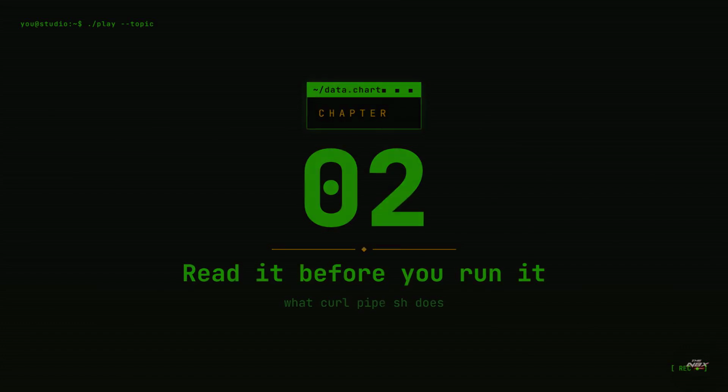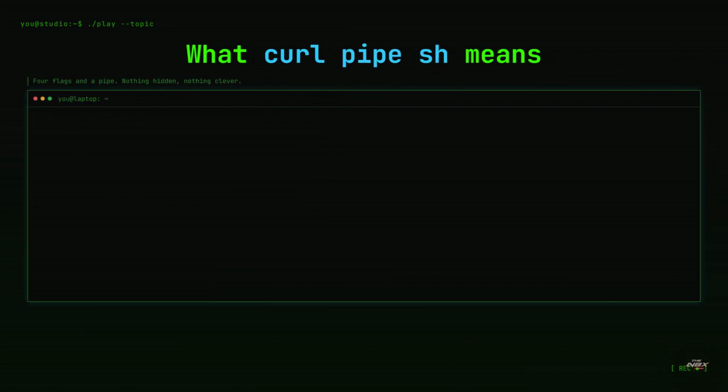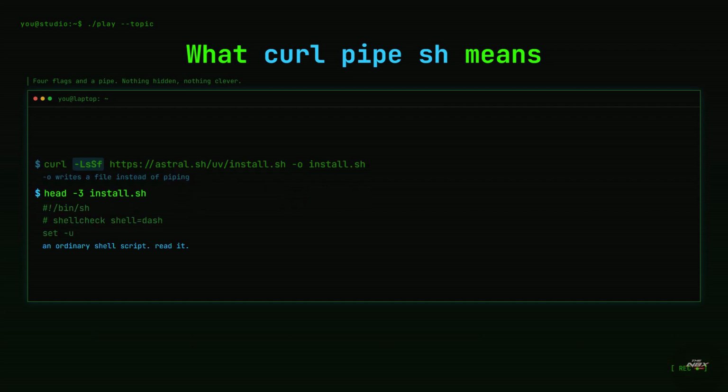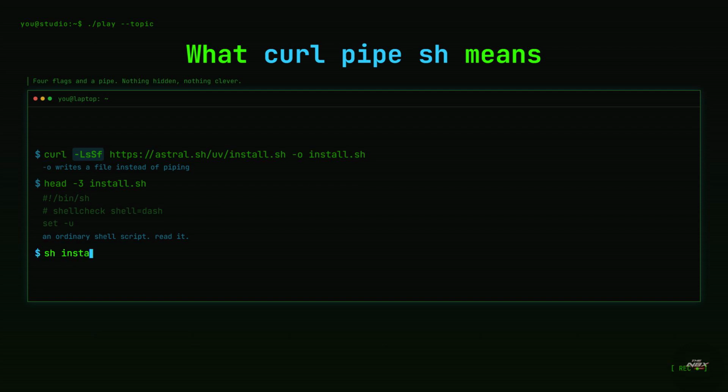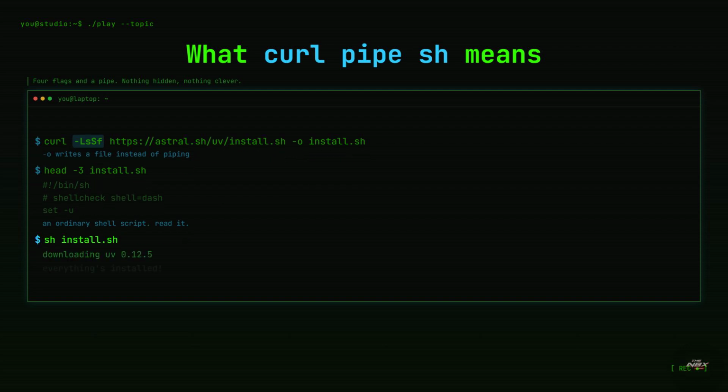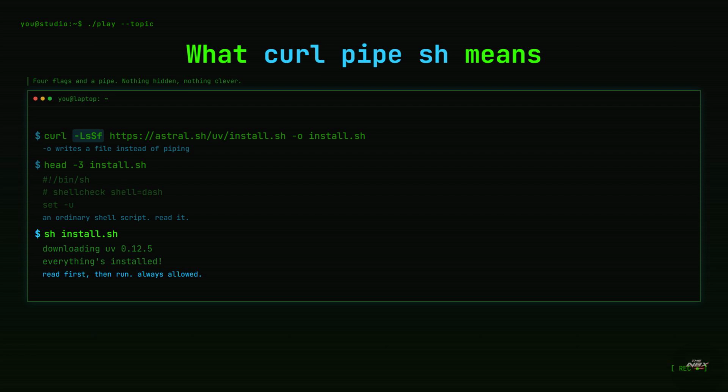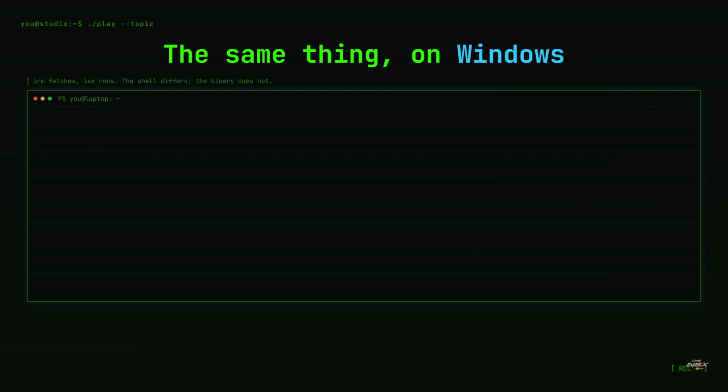Now let's read that install line properly, because you should never paste something into a terminal you cannot read. Curl fetches a file over the internet. -L follows redirects. -s stays quiet. -S still shows real errors. -f fails properly on a bad response instead of saving the error page. Then the pipe hands that file to sh, which runs it. That's it. Download a script. Run the script.